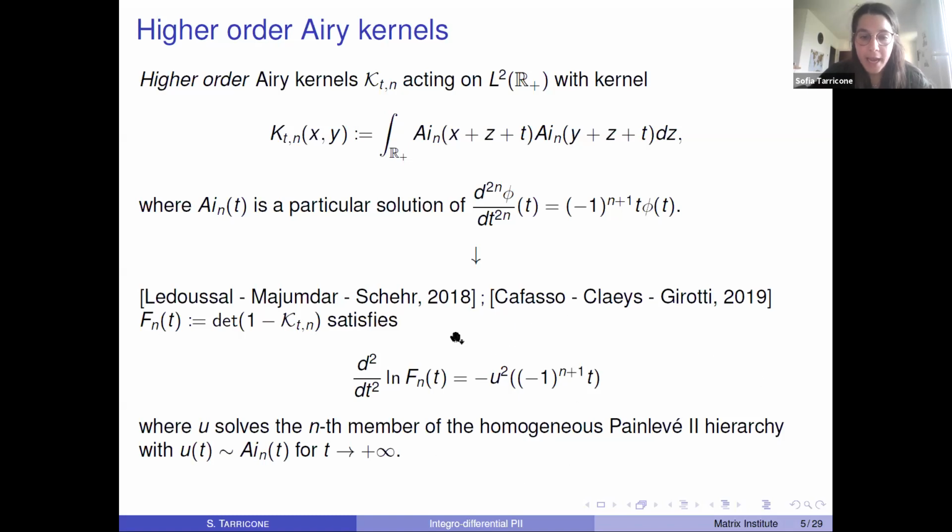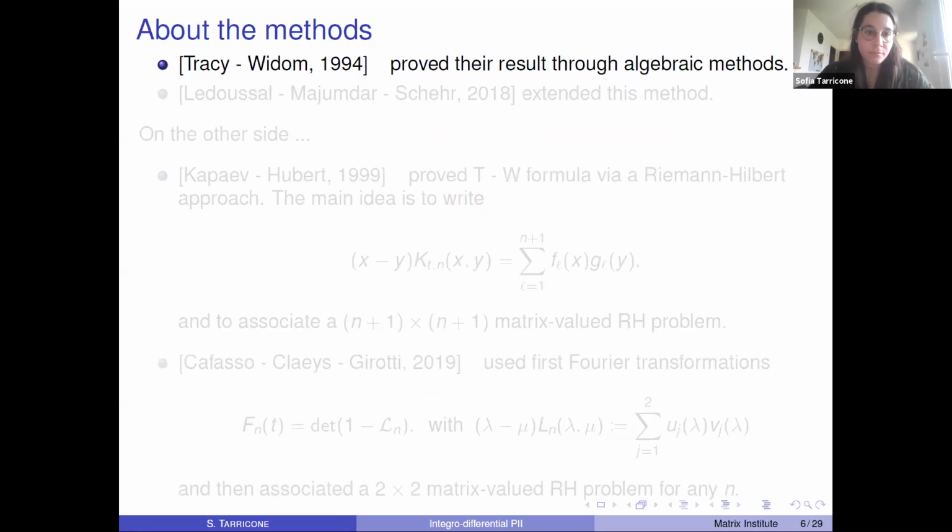By the way, so we had these results for the higher order Airy kernels. And well, the reason why they had these two different ways to write down the solution, the function u, maybe it's given by the fact that they used a very different method to get the same formula. So let's start with Tracy-Widom.